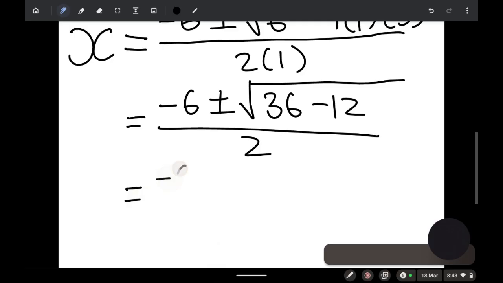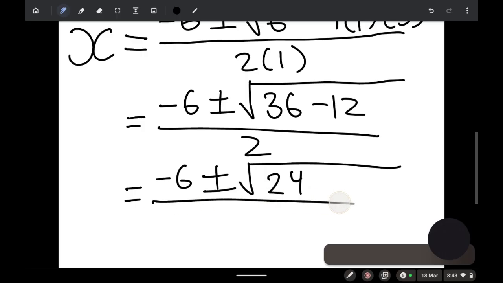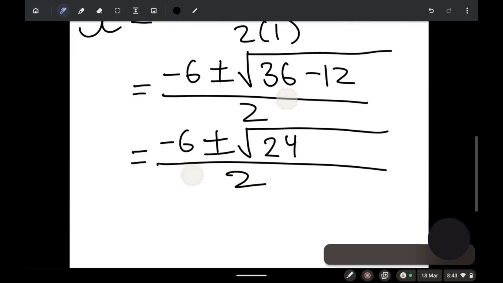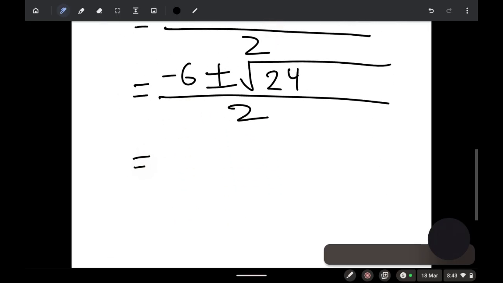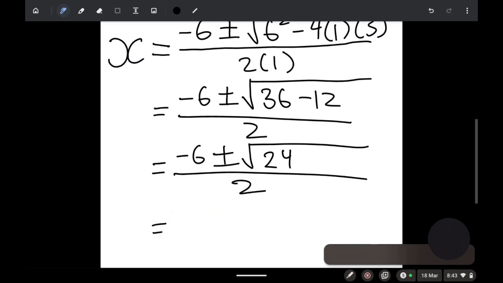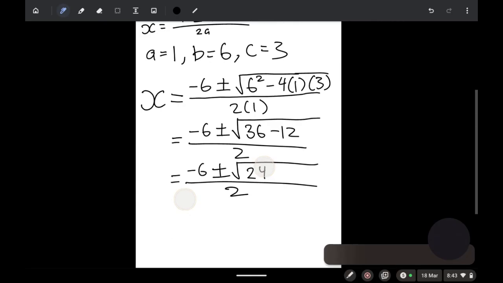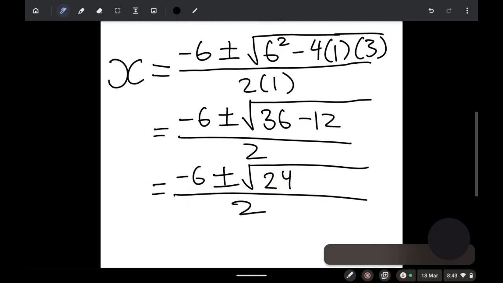Then negative 6 plus minus 36 minus 12, which is 24. Okay. Then after that, we simplify it, or you can leave your answer like this. Okay. But I want to teach you all a special method.